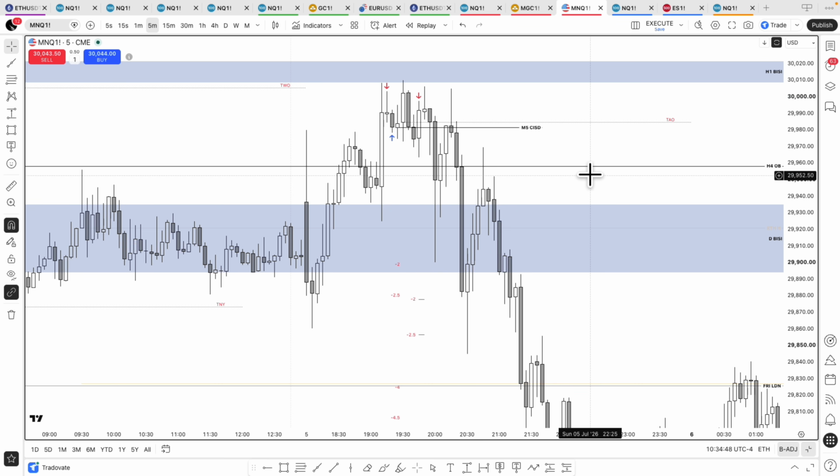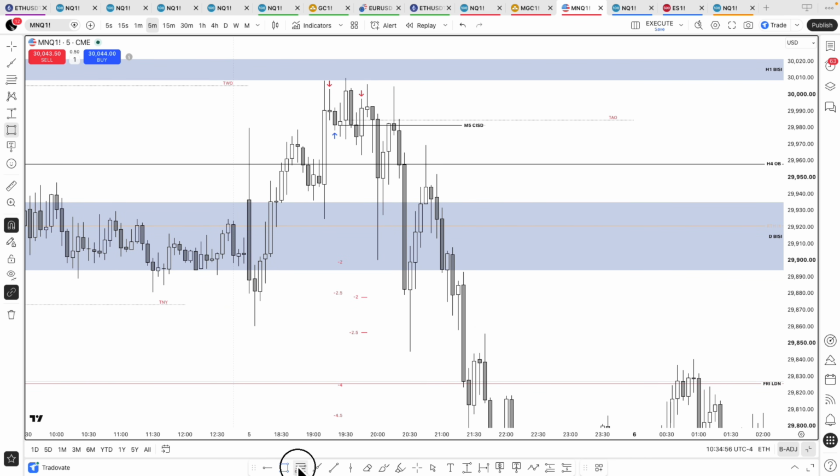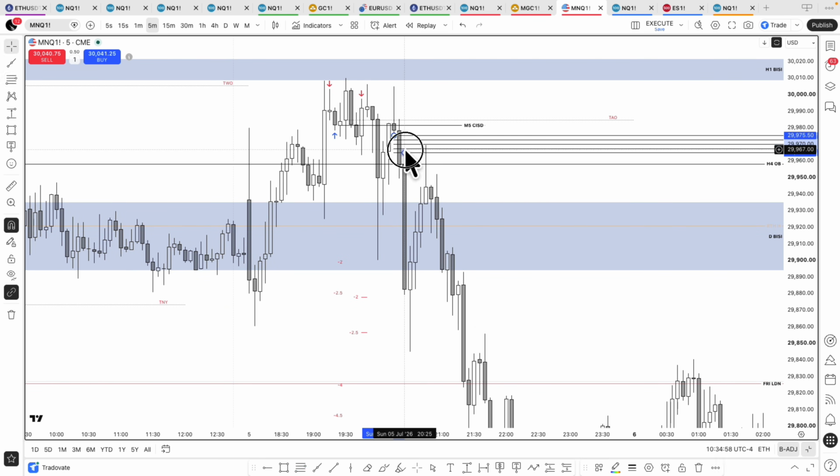So that is what we can look to do with PD array ranges in terms of helping us gauge order flow. And we can do it with absolutely any other PD array. We have this bearish fair value gap right here, no body candle closure inside of it. That is exactly what we like to see.